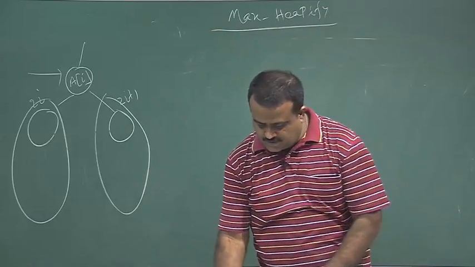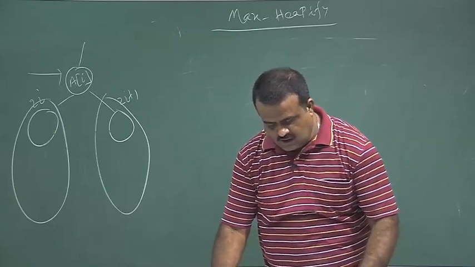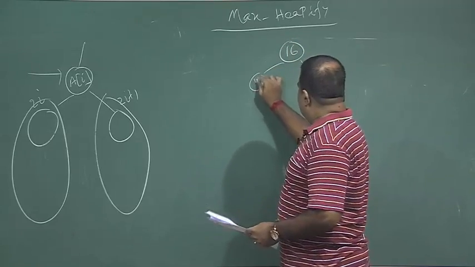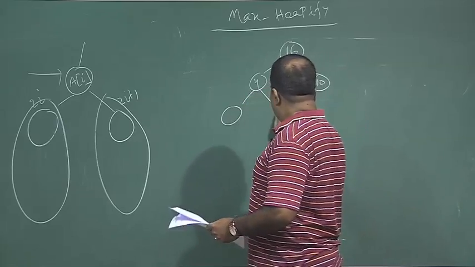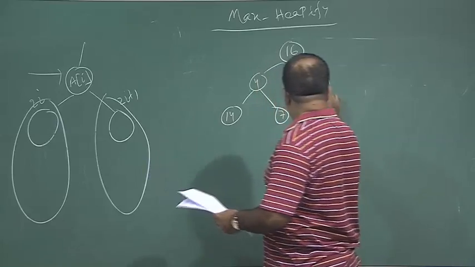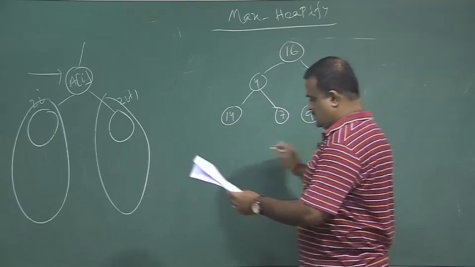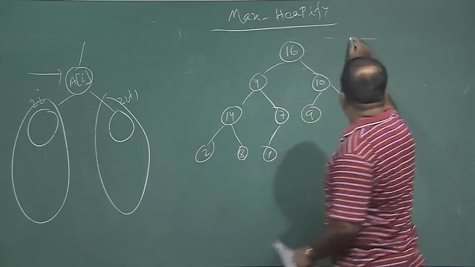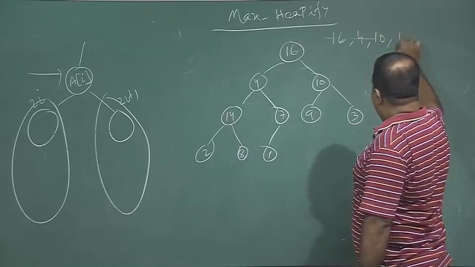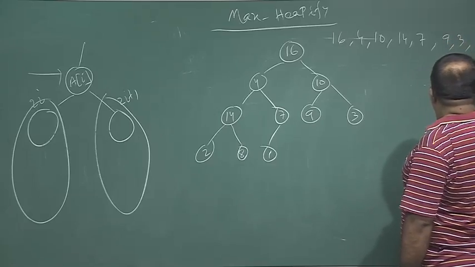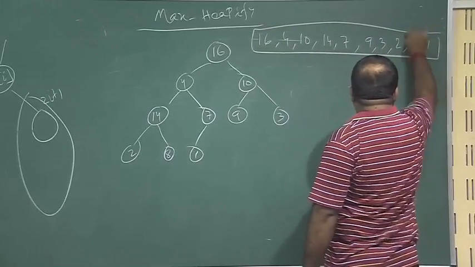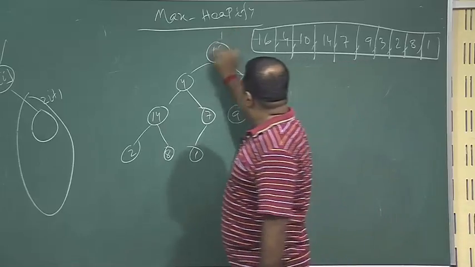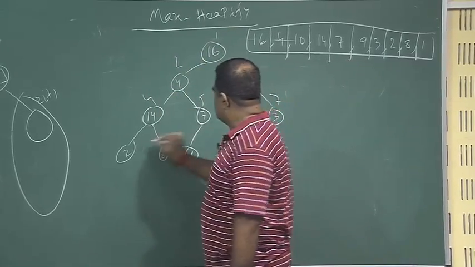Okay, we will take an example. Suppose we have this array: 16, 4, 10, 14, 7, 9, 3, 2, 8, 1. So this is our given input array. Now these are the indices 1, 2, 3, 4, 5, 6, 7, 8, 9, 10.